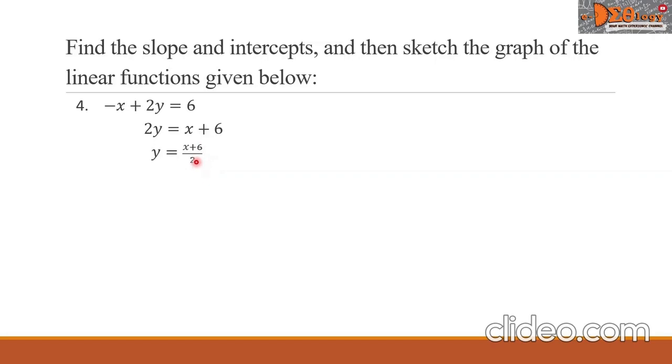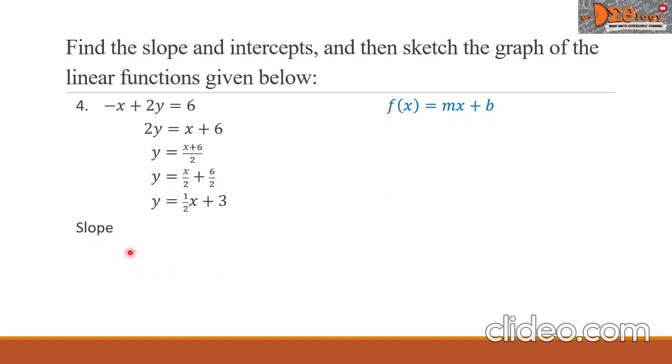We distribute this 2 to the x and to the 6 respectively. So the right side becomes x over 2 plus 6 over 2. We can rewrite our right side. This x over 2 we can write as 1/2 times x, and then the 6 over 2 we write as 3. So we have 1/2 x plus 3. This is our linear function in standard form. Remember that the y here is the same as f of x. Now we can collect the m or the slope and the b, which is the y-intercept.